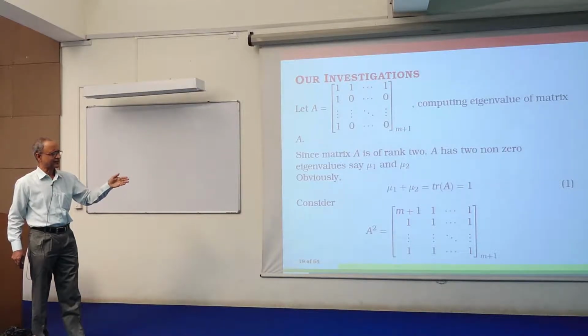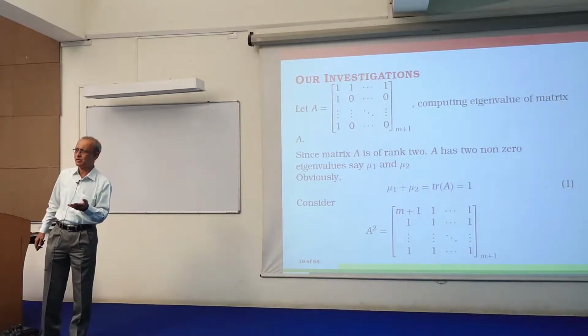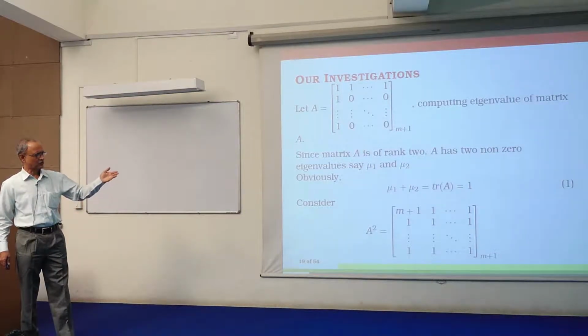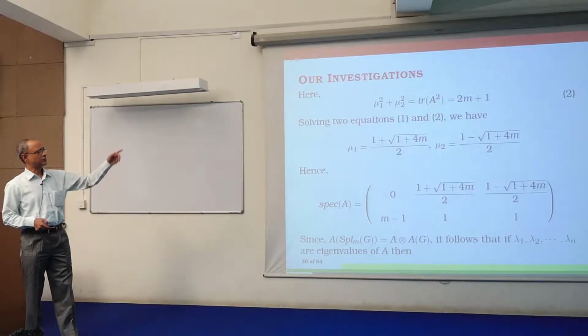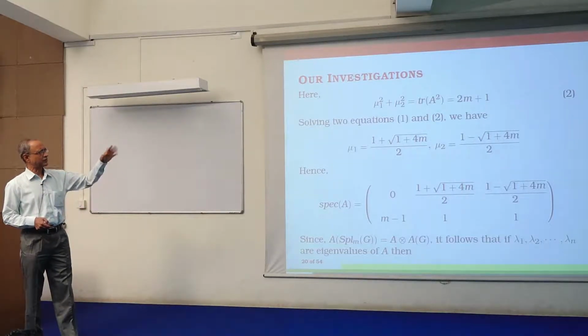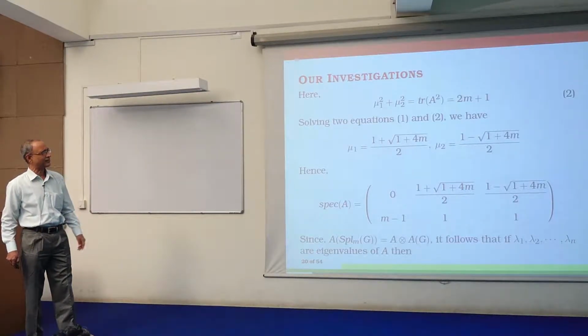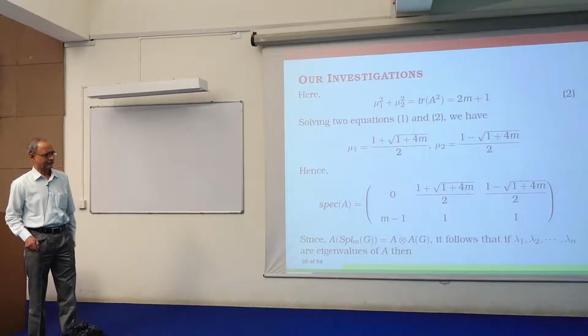And we consider A square because we require a minimum of 2 equations to eliminate mu1 and mu2, to obtain the values of mu1 and mu2. So, for that we consider the square of A. And according to the properties of eigenvalues, mu1 square plus mu2 square is equal to 2m plus 1. It is the second equation, and solving these 2 equations, we have mu1 is this and mu2 is this. These are the 2 eigenvalues of A. So, this is the spectrum of A.